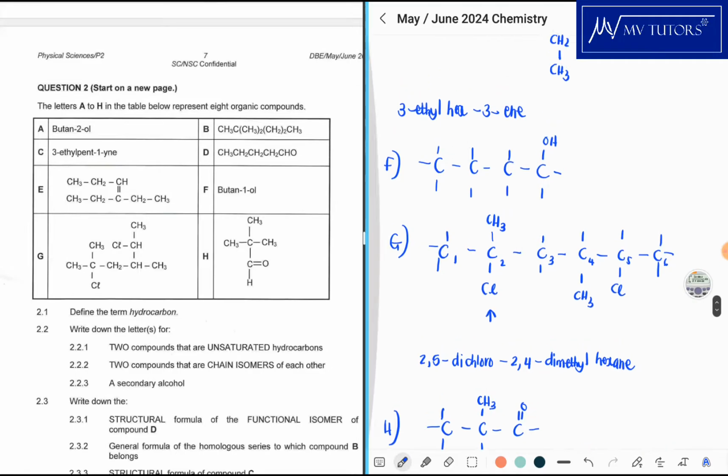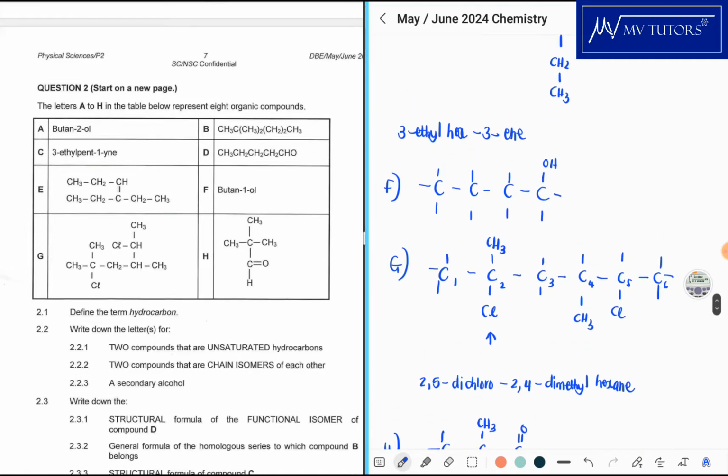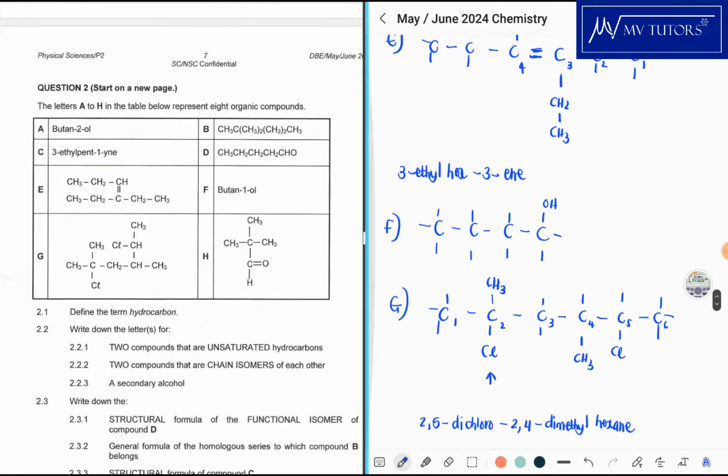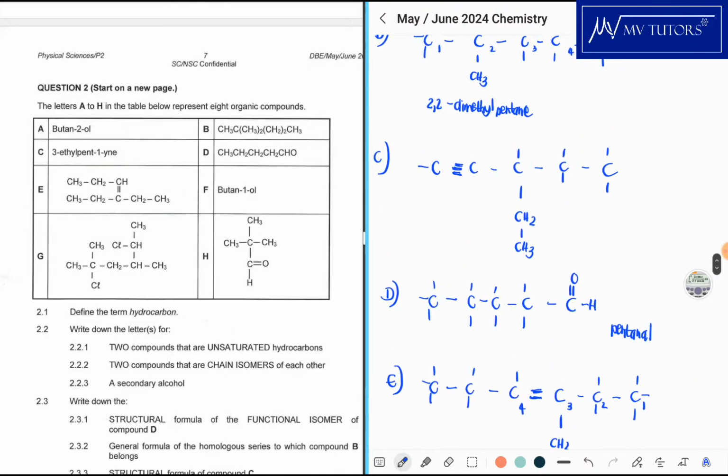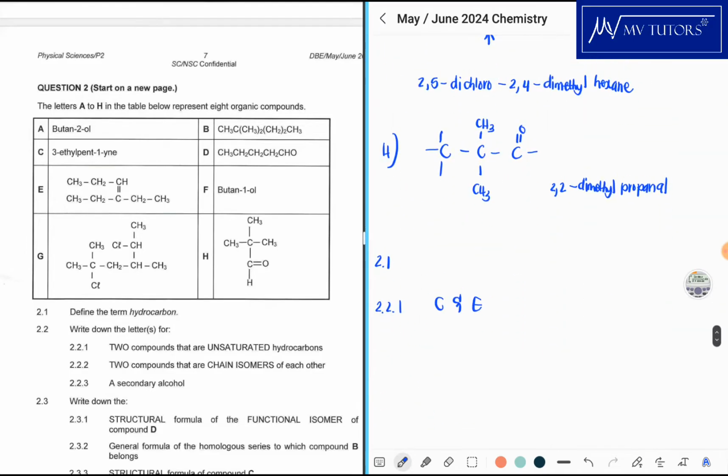Then we have G, which has how many carbons? It has 7 carbons. No, 8. No, 9. We have 6 carbons here. Yeah, 7, 8. So, geez, no. I think they meant to say positional isomers, because I don't see any other isomer except for butan-2-ol and butan-1-ol. So I'm going to say A and F.